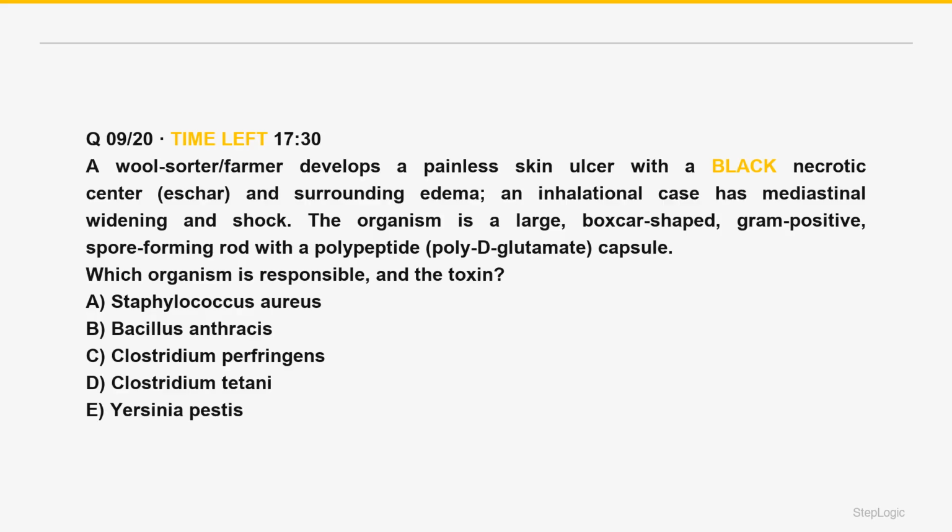Which organism is responsible, and what is the toxin? A wool sorter or farmer develops a painless skin ulcer with a black necrotic center, an eschar, and surrounding edema. An inhalational case has mediastinal widening and shock. The organism is a large, boxcar-shaped, gram-positive spore-forming rod with a poly-D-glutamate capsule. Read the command: organism and toxin. Wool sorter, black eschar, mediastinal widening, boxcar gram-positive spore former, poly-D-glutamate capsule: Bacillus anthracis, edema factor, lethal factor.